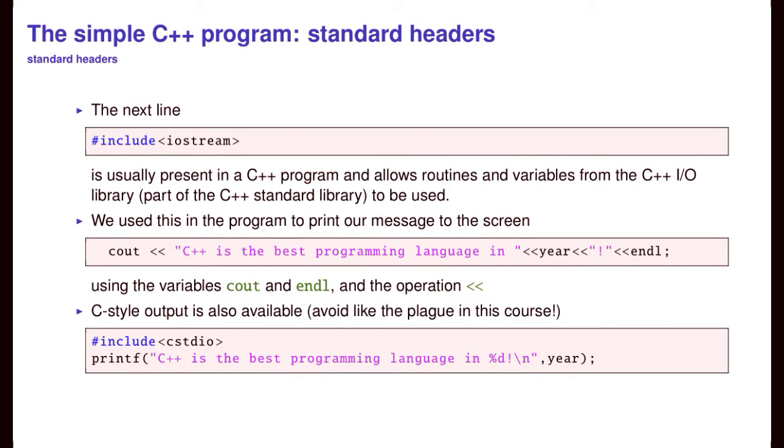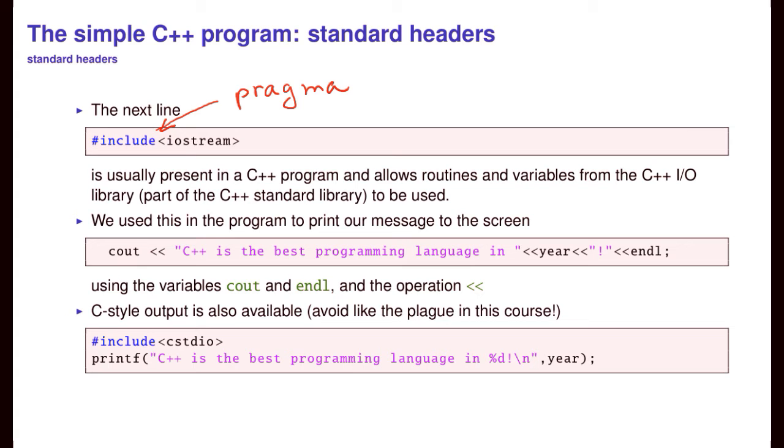The next line of the code after the command was actually a hash include, and these hashes have a special name. It's called a pragma, which says to include the file which is usually present in a C++ program and allows routines and variables from the C++ I/O library, which is called iostream, which is part of the C++ standard library. All of those concepts will be discussed in much more detail later.